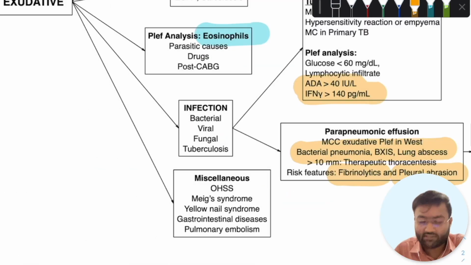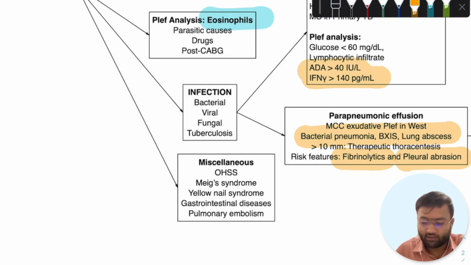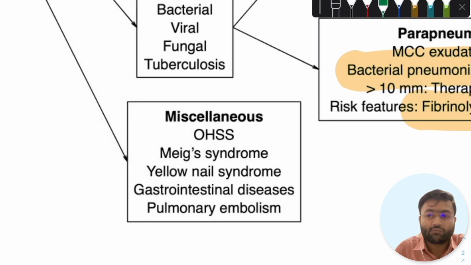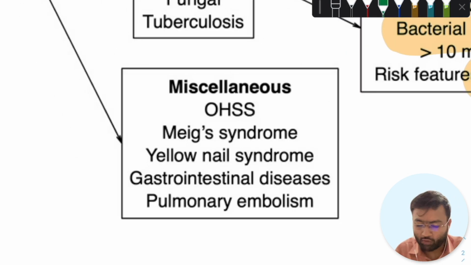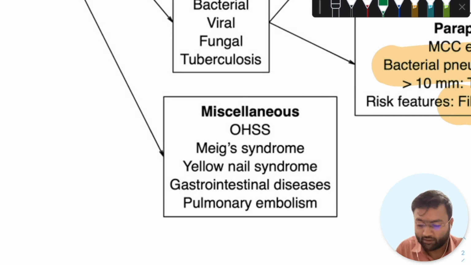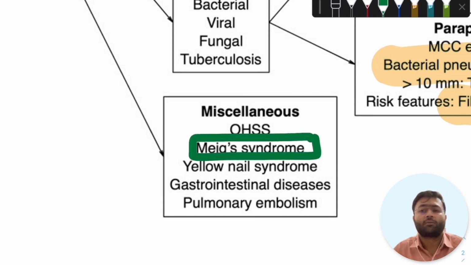There are various other miscellaneous causes for pleural effusion as well. Remember ovarian hyperstimulation syndrome. Along with that, Meigs syndrome, which is characterized by a triad of benign ovarian tumors, along with ascites and pleural effusion, all of which is reversible once the benign tumor is removed. In yellow nail syndrome, again there is a triad in which there are yellow nails along with lower limb lymphedema and pulmonary complications like pleural effusion and bronchiectasis.